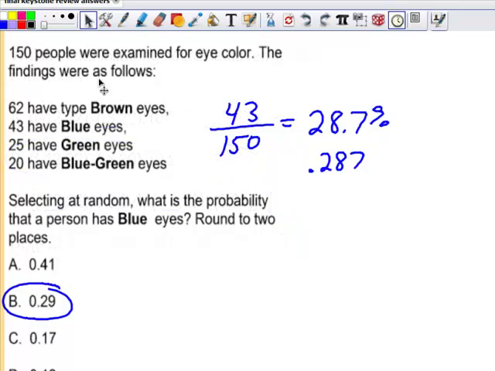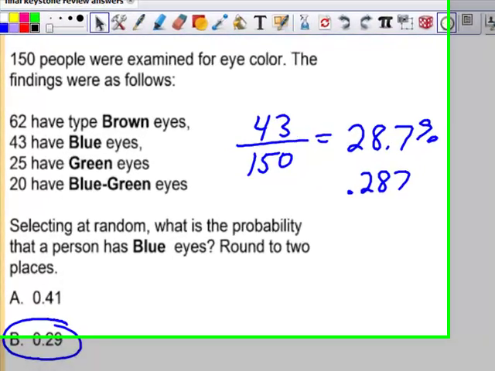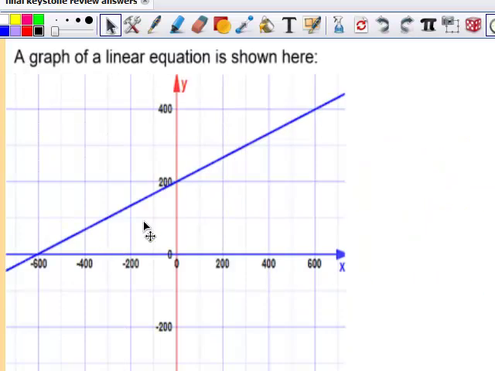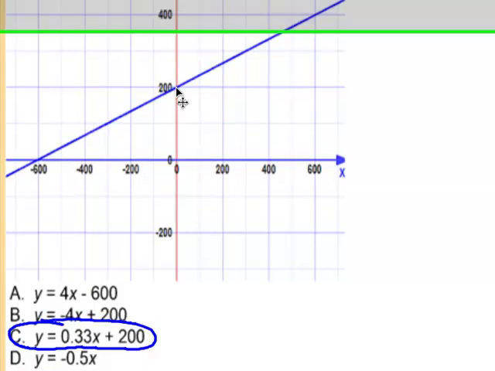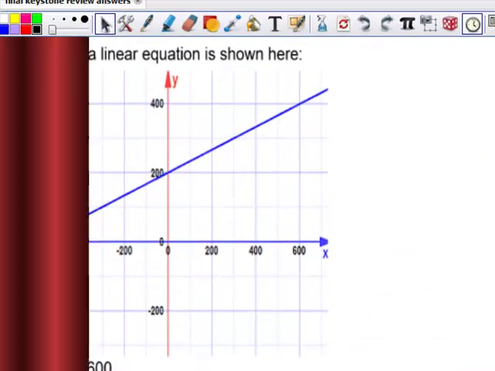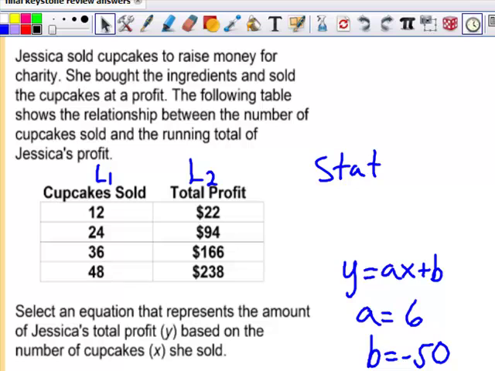Okay, next question, 53. 43 blue eyes out of the total of 150. That's 0.29, which is 29%. Here, be aware of the scale. The y-intercept is 200, and it's a positive slope. It has to be C. Okay, the rest of these, stat key, and you can get the answer.